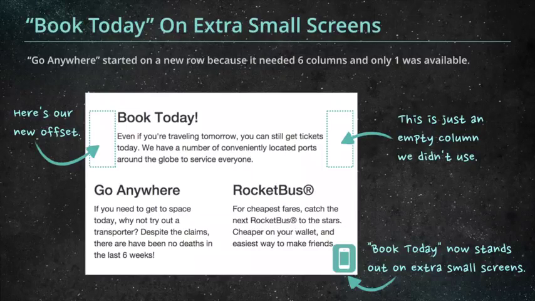If we had made Book Today take 11 columns, we wouldn't have the centering effect. When Go Anywhere and Rocket Bus try to find a place on the page, they can't roll up right next to Book Today because there's only 1 column of space left. So Bootstrap puts them where space is available, in this case, the next horizontal space down.